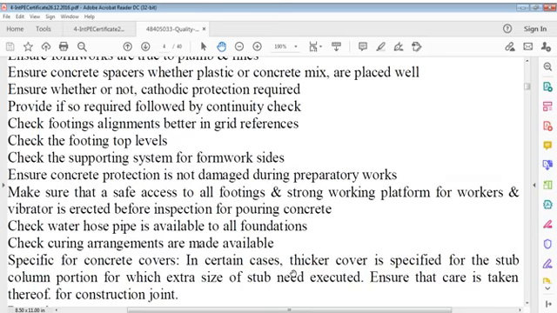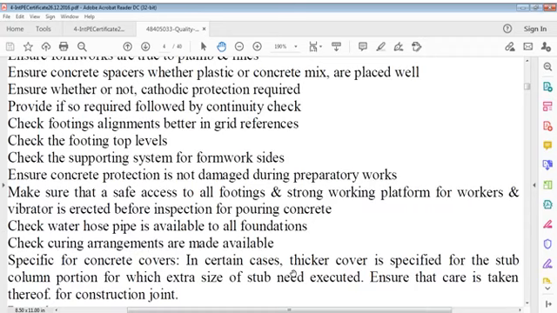So after cathodic protection we go further, because this was very important point we had to consider. Provide if so required, followed by continuity check, as I explained. Check footings alignments with grid references. Now alignments you have to check before concreting, and axis of your footing and axis grid should be same, there should be no difference. So alignment is a must. Grid reference should meet according to drawings.